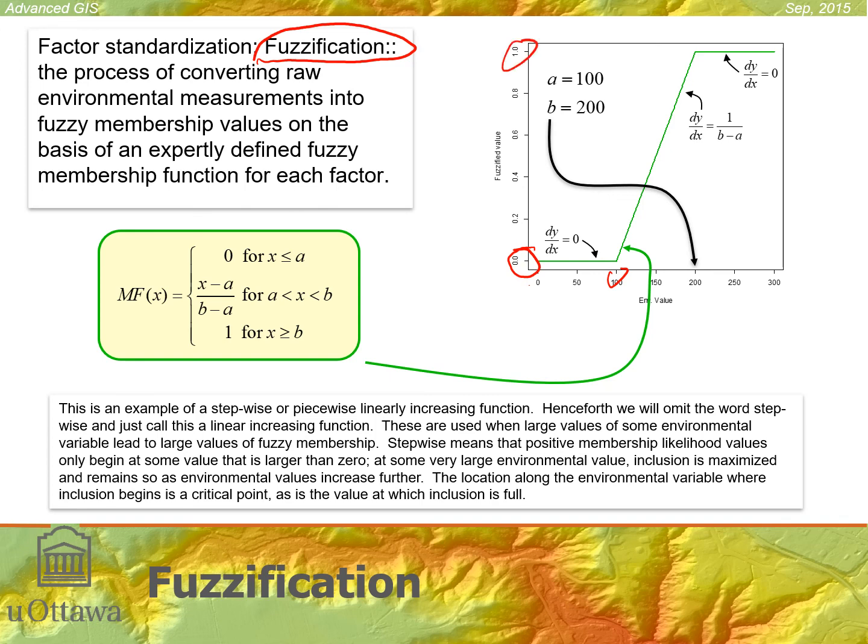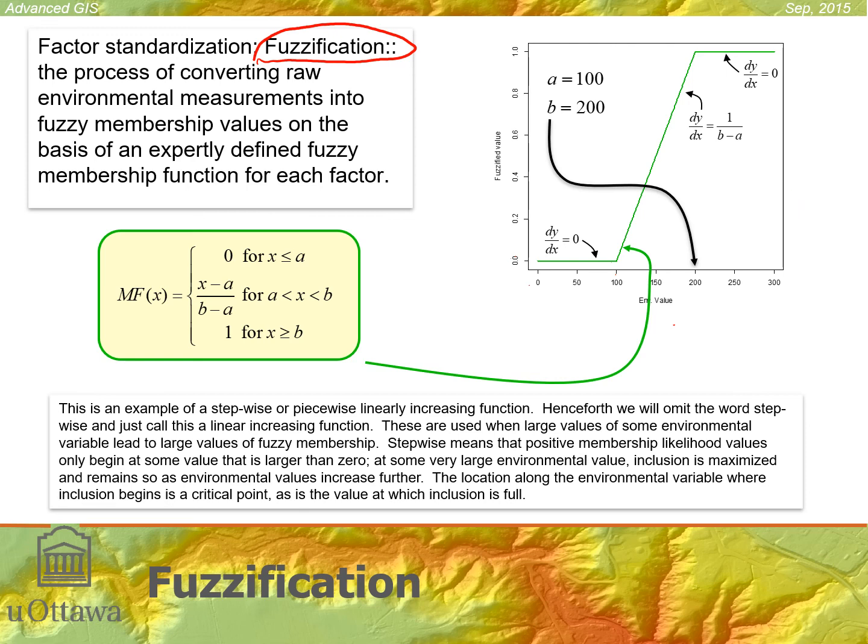So this environmental value might be things like the growing degree days. In our case, the days greater than 0 degrees Celsius. So what it says is that once we're at 100, we still have no membership. So if there's 100 or less degrees above 0 degrees Celsius, Kudzu cannot survive, even with all other factors being optimal.